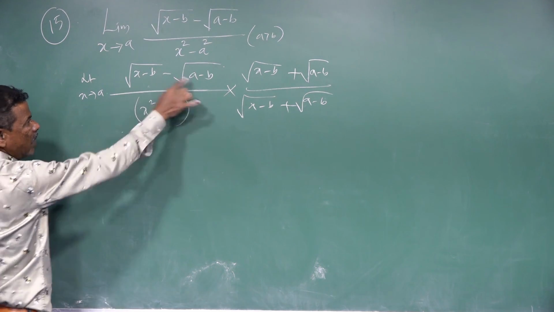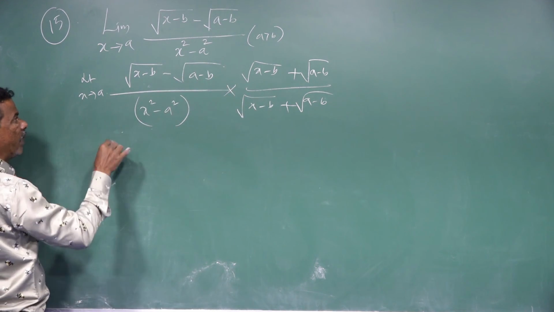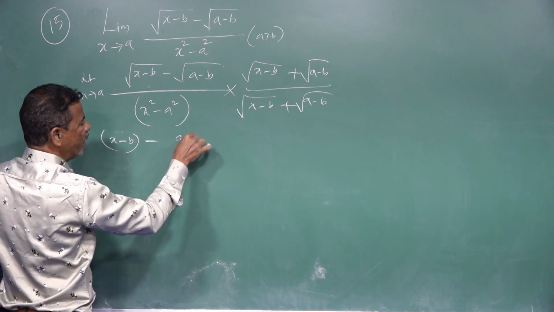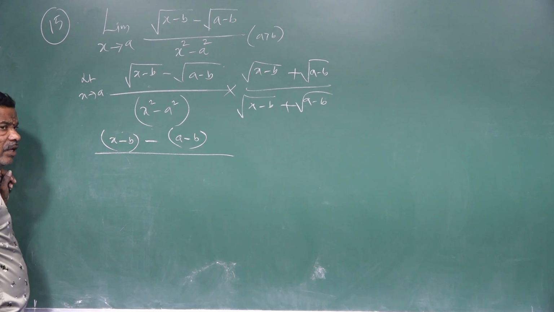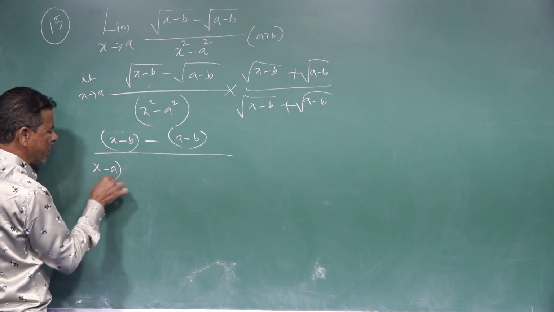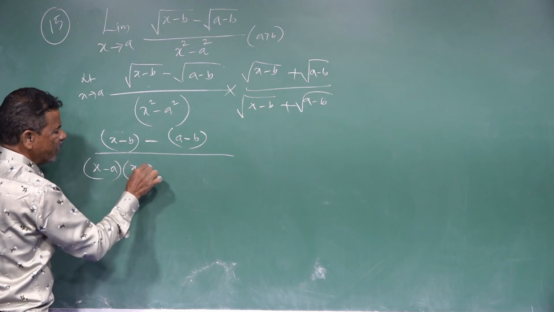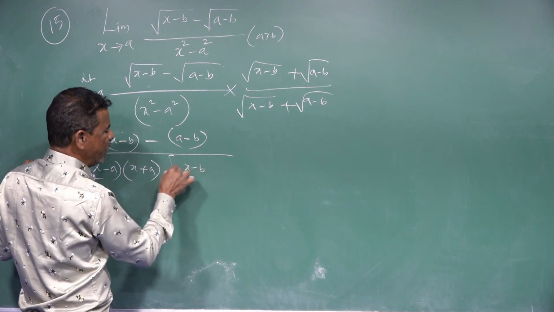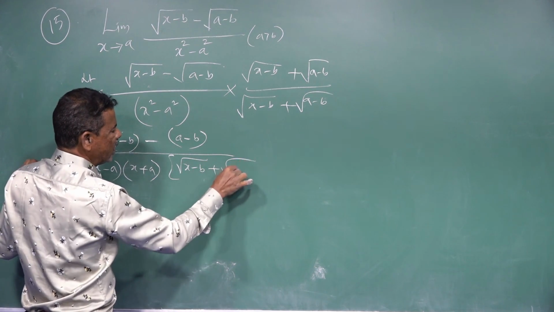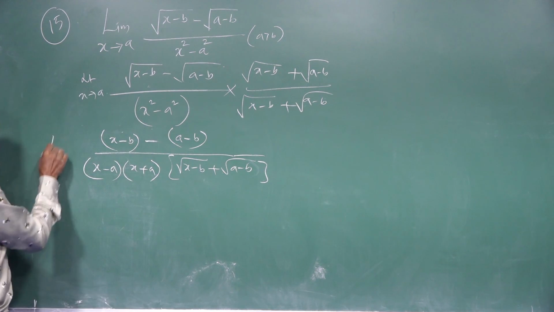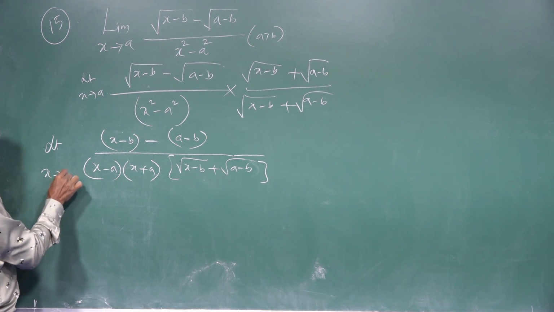Next, a minus b into a plus b, a squared minus b squared: x minus b minus b squared is the a minus b, that is the numerator. In the denominator, x squared minus a squared is x minus a into x plus a. And this is as it is, root of x minus b plus root of a minus b. This limit as x tends to a, as it is.